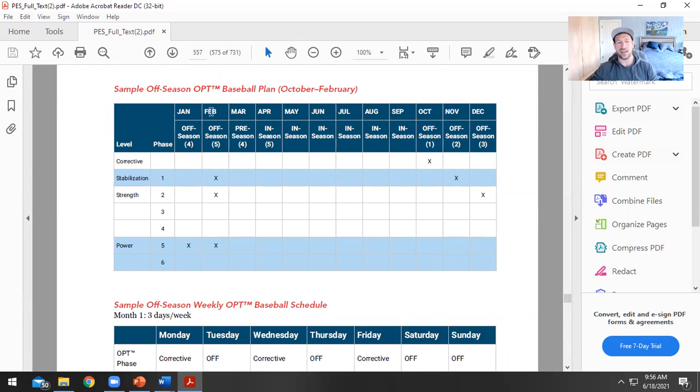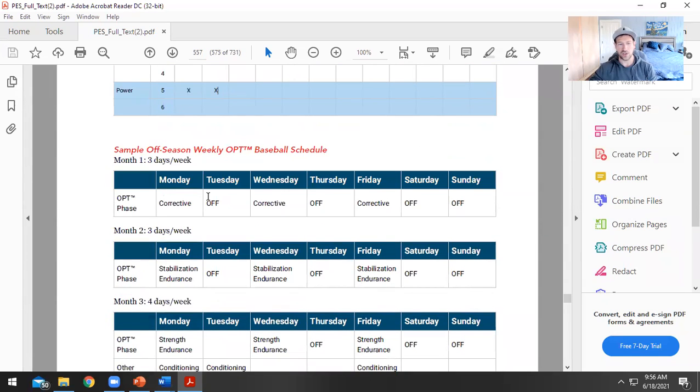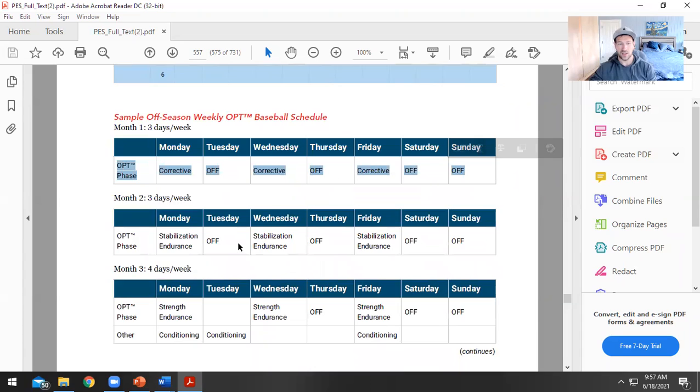And then here is our off-season plan. For off-season, we're just going to do a little bit of stabilization, strength endurance, and power, right? And so their schedule might look something like this. Monday would be corrective. Tuesday they would take off. Wednesday would be corrective. Thursdays they would take off. Friday would be corrective. Saturdays and Sundays off. So this is definitely a very corrective phase here.